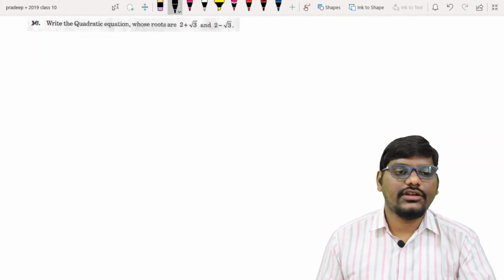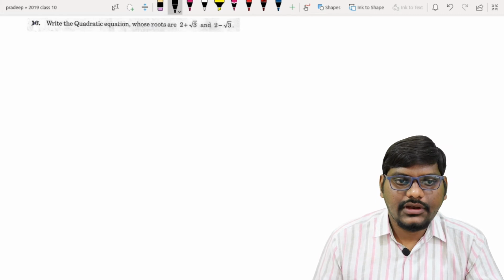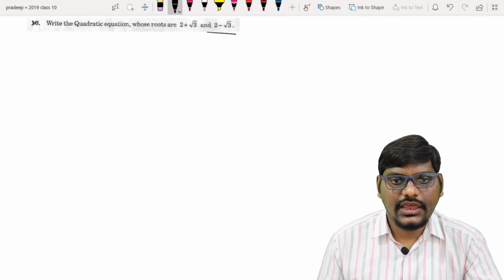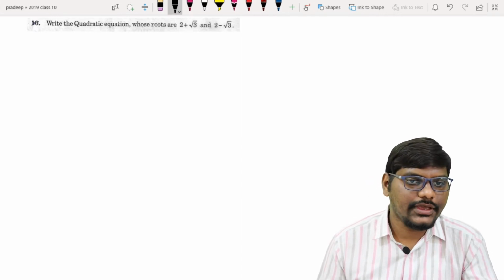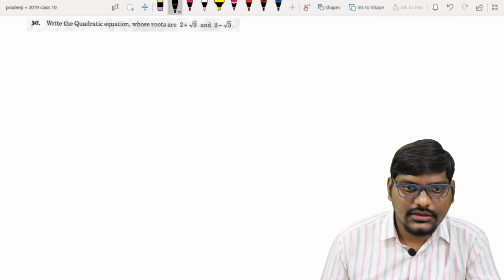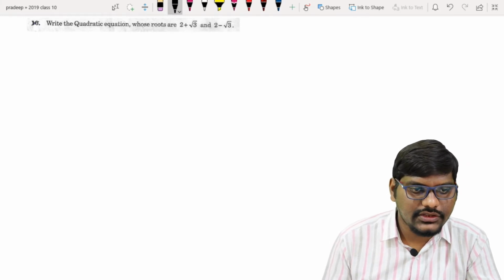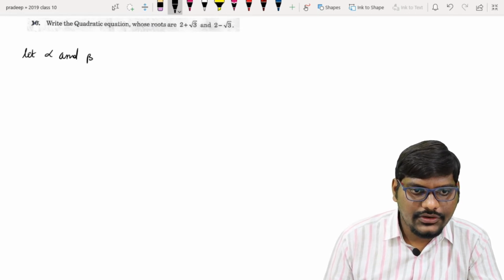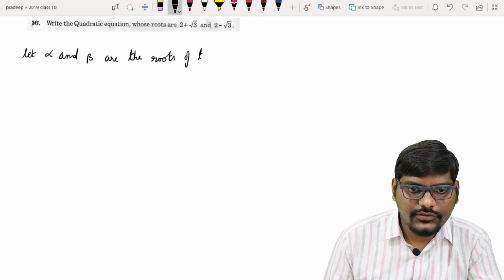So let's see question 10. The question says, write the quadratic equation whose roots are 2 plus root 3 and 2 minus root 3. Okay, so let's do this. They're saying these are the roots, so we can take this as: let alpha and beta be the roots of the quadratic equation.